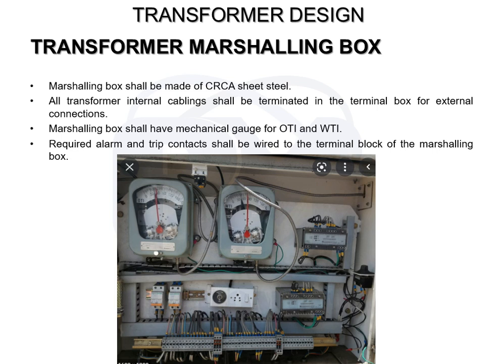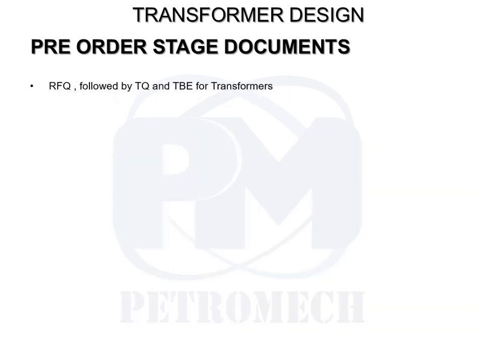The alarm and trip contacts and any other contacts have to be wired to the terminal block of the marshalling box. So this is a clear picture of the transformer marshalling box, where we can see the OTI, WTI, terminal blocks, space heater, socket, switch and other MCBs. Now these were the important points of the transformer design.